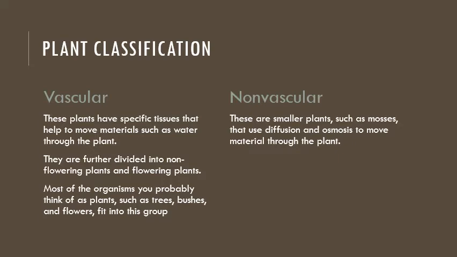They use diffusion and osmosis to move material through the plant. So if you did your egg experiment, what they do is they just soak gases and water and nutrients through the plant itself, because they don't have roots, stems, and leaves like typical plants do. They're slightly different, so they have to use osmosis and diffusion.